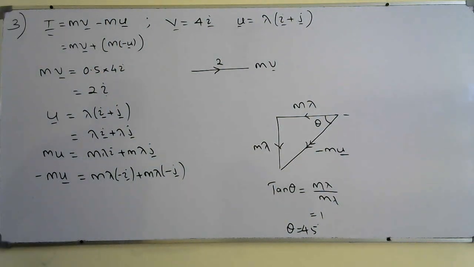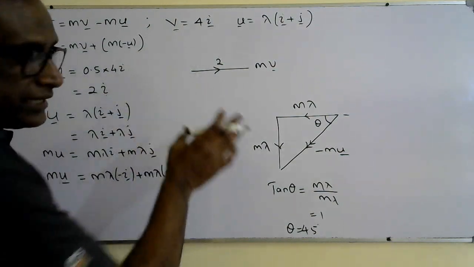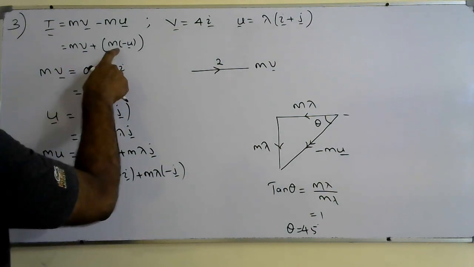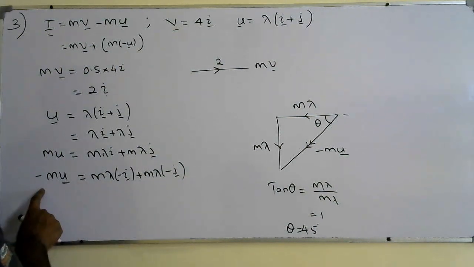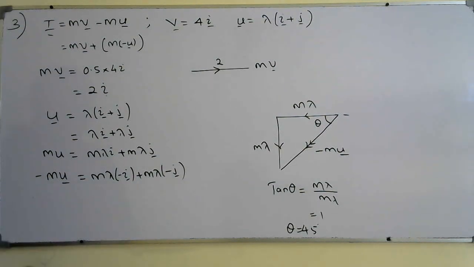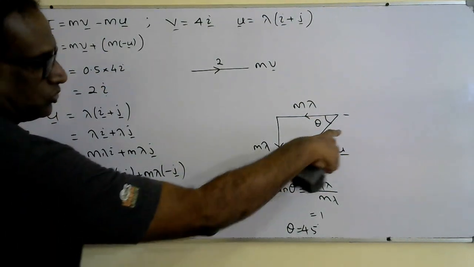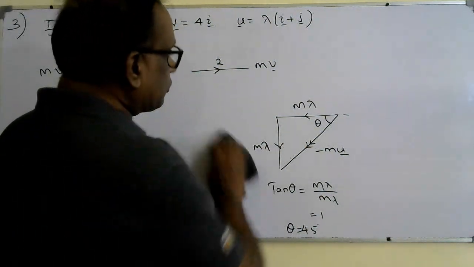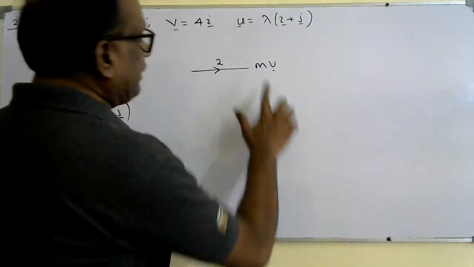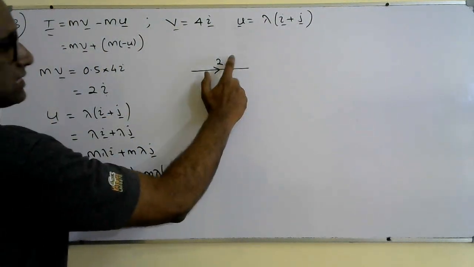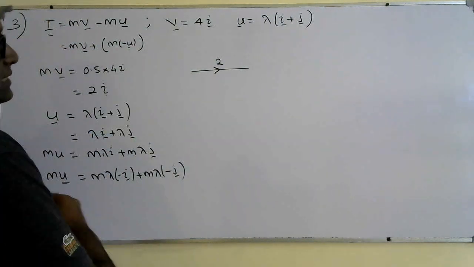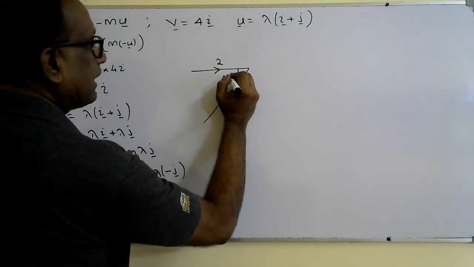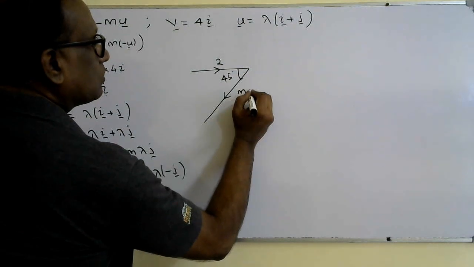Okay, so we found the actual directions of the two vectors. Those are added to get the impulse vector. That is mv and minus mu. If we consider all these together, minus mu is along this direction, which makes an angle of 45 degrees. So we'll draw mv now. This mv is towards the right, which has 2 units. Minus mu is at an angle of 45 degrees with this one.